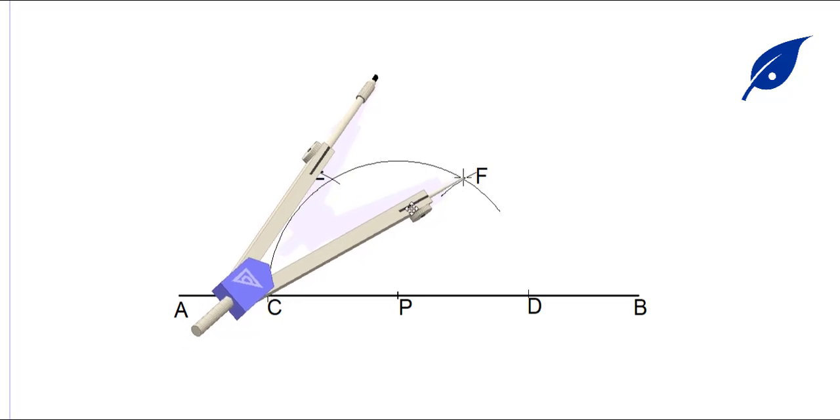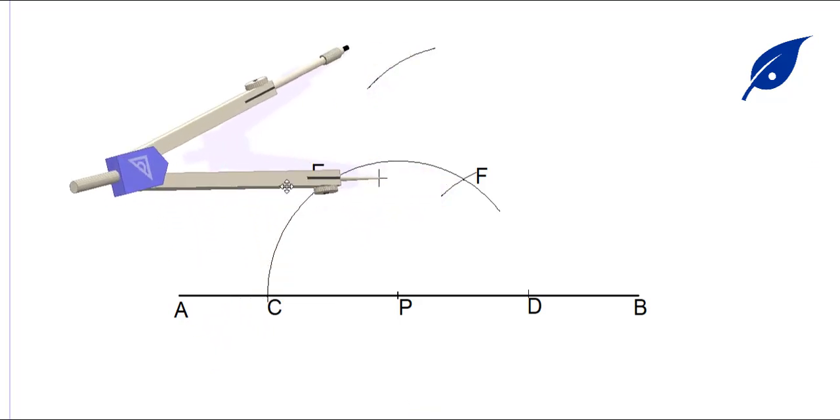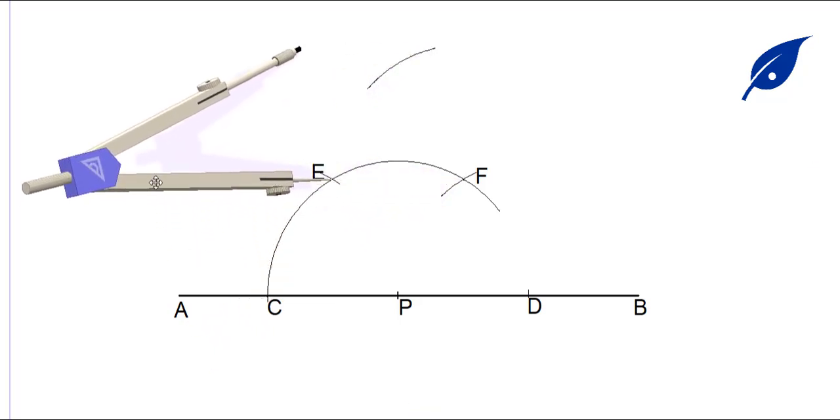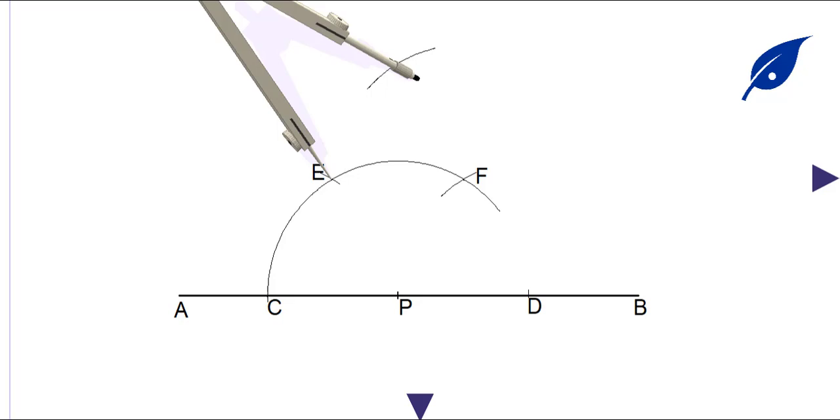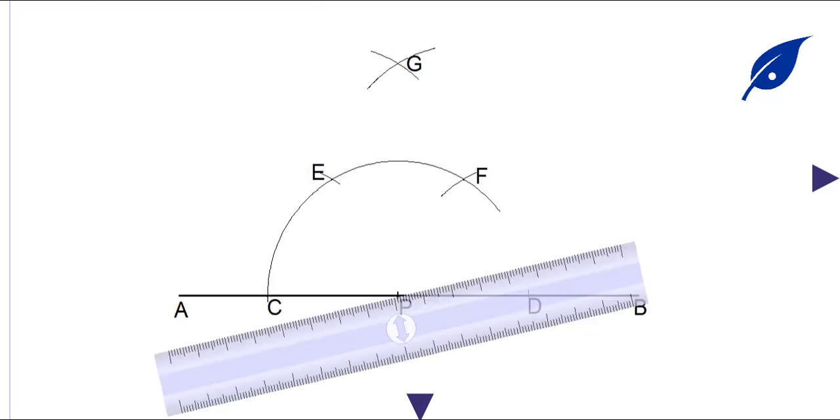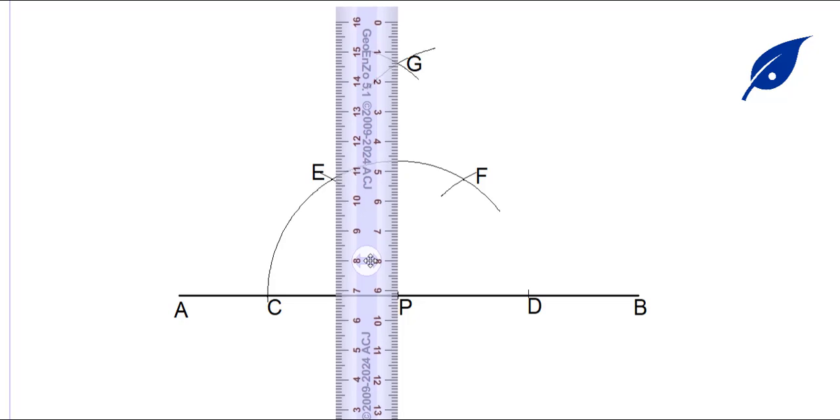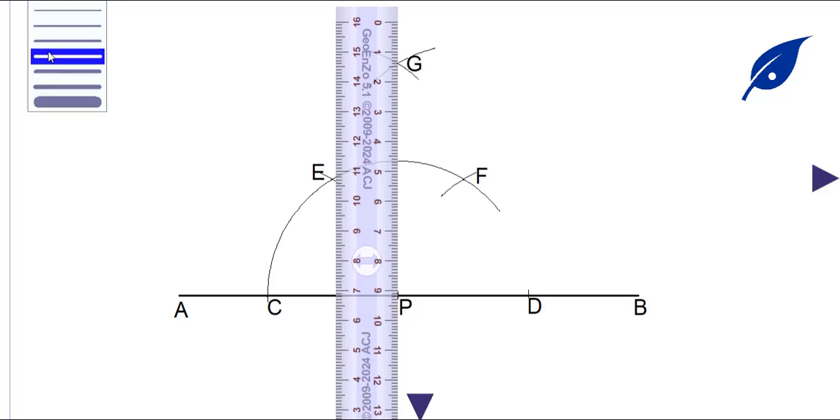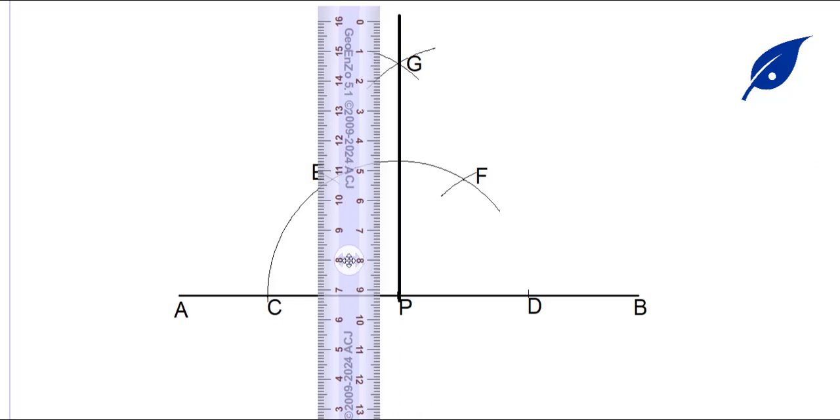With the same radius and with the centers E and F, we will describe an arc to give us the point G. We connect the point G to P to give us the line GP, which is perpendicular to line AB.